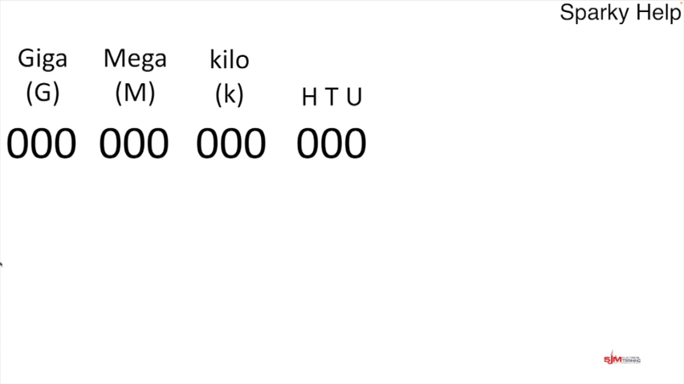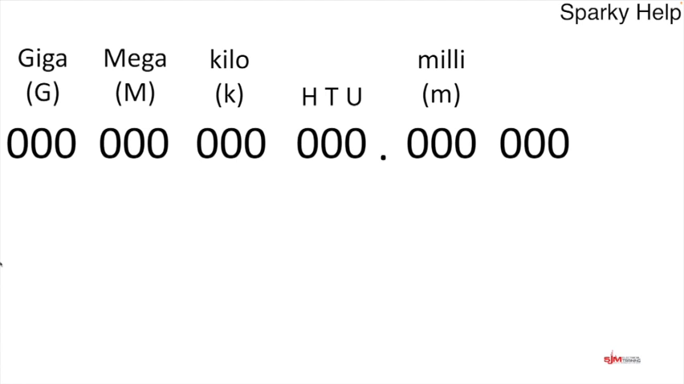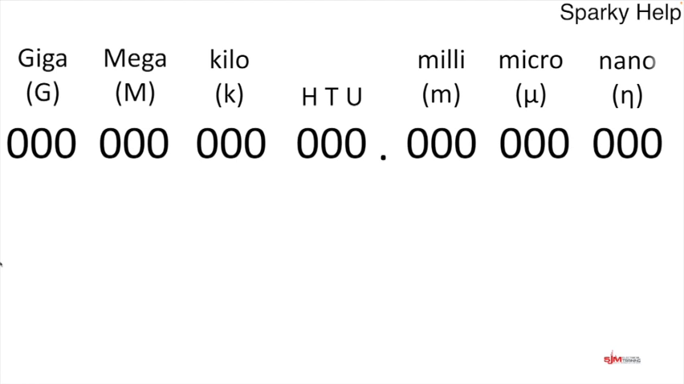What happens after the decimal point? Well, again, it's multiples of 3. So we look at the next set of 3, and this becomes milli, which is a lowercase m. So don't get confused with a capital M, because capital M and lowercase m are completely different. So this is milli. After that, again, in 3s, we have micro, which is this funny U with a tail. After that, in a multiple of 3 again, we have nano.